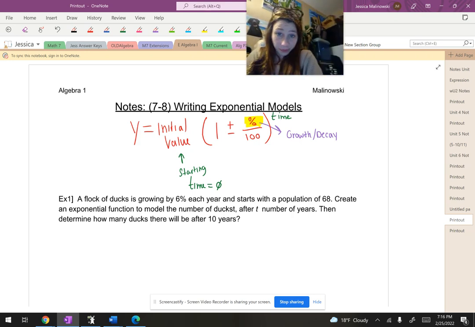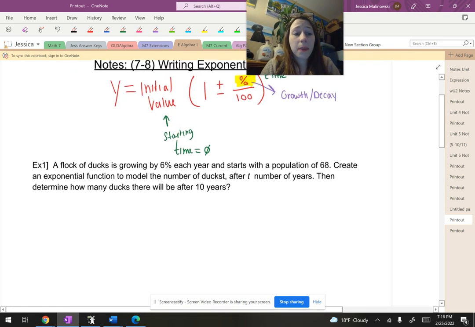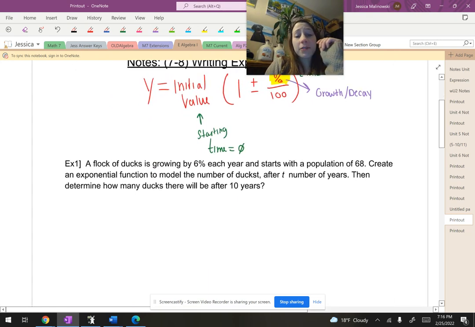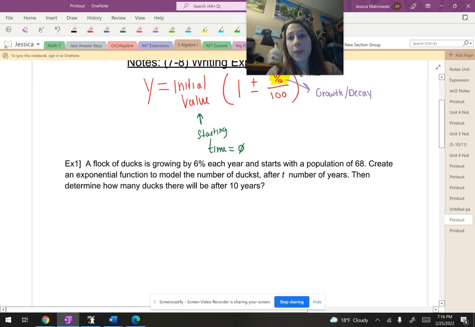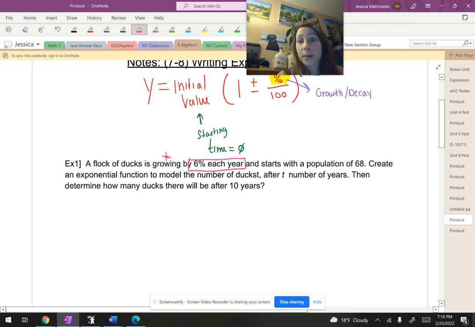All right, so let's jump right into this. Example uno, a flock of ducks growing. So this is a growth. I'm going to be using the plus. Growing by 6% each year. Time is going to be measured in years then, I'm guessing. Starts with a population of 68. So there is my initial value. Create an exponential function to model the number of ducks after t number of years.